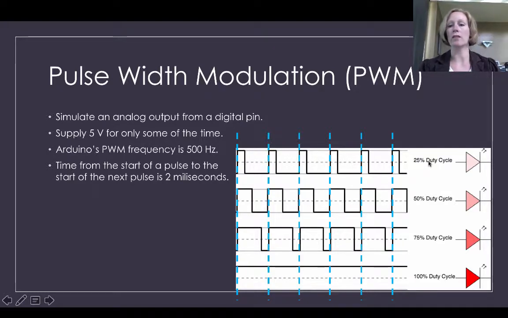And there's a terminology called duty cycle. That just means the percent of on. So if I have a 25% duty cycle, that means that my voltage is high for 25% of this cycle time. If I have 50% duty cycle, then it's on for 50% of the time, 75% on for 75% of the time, and then 100% duty cycle is on for all of the time, so basically all on.